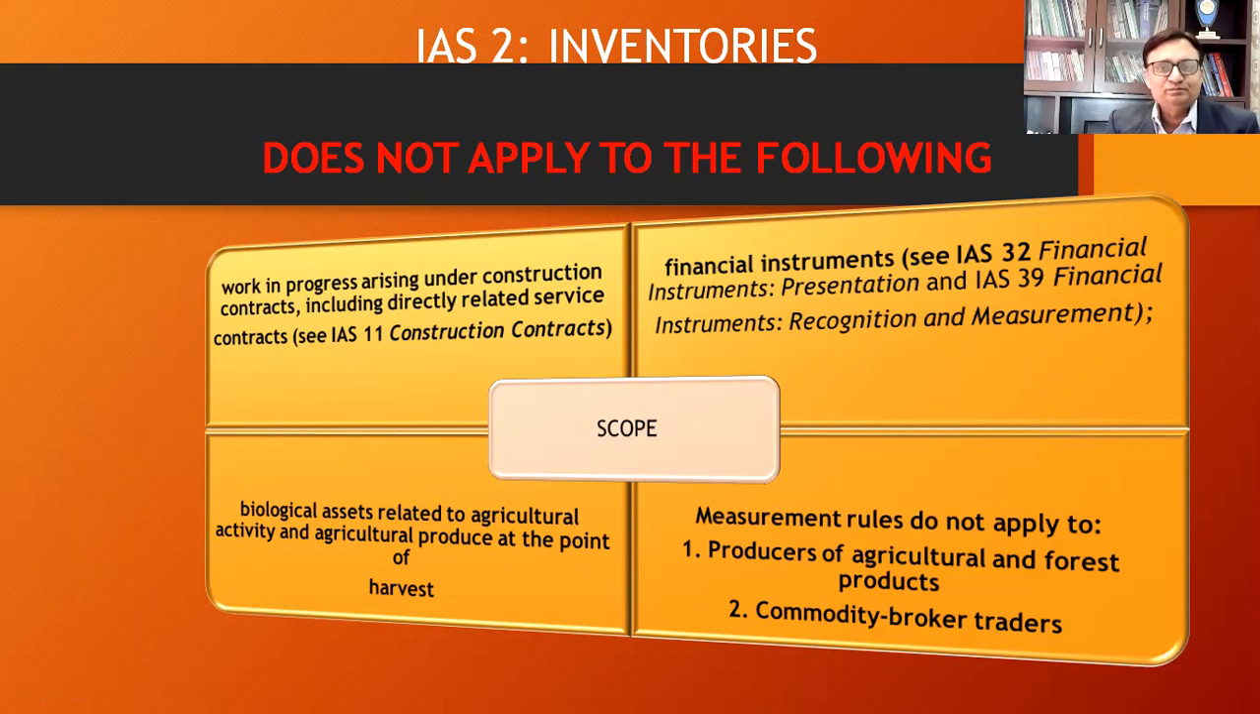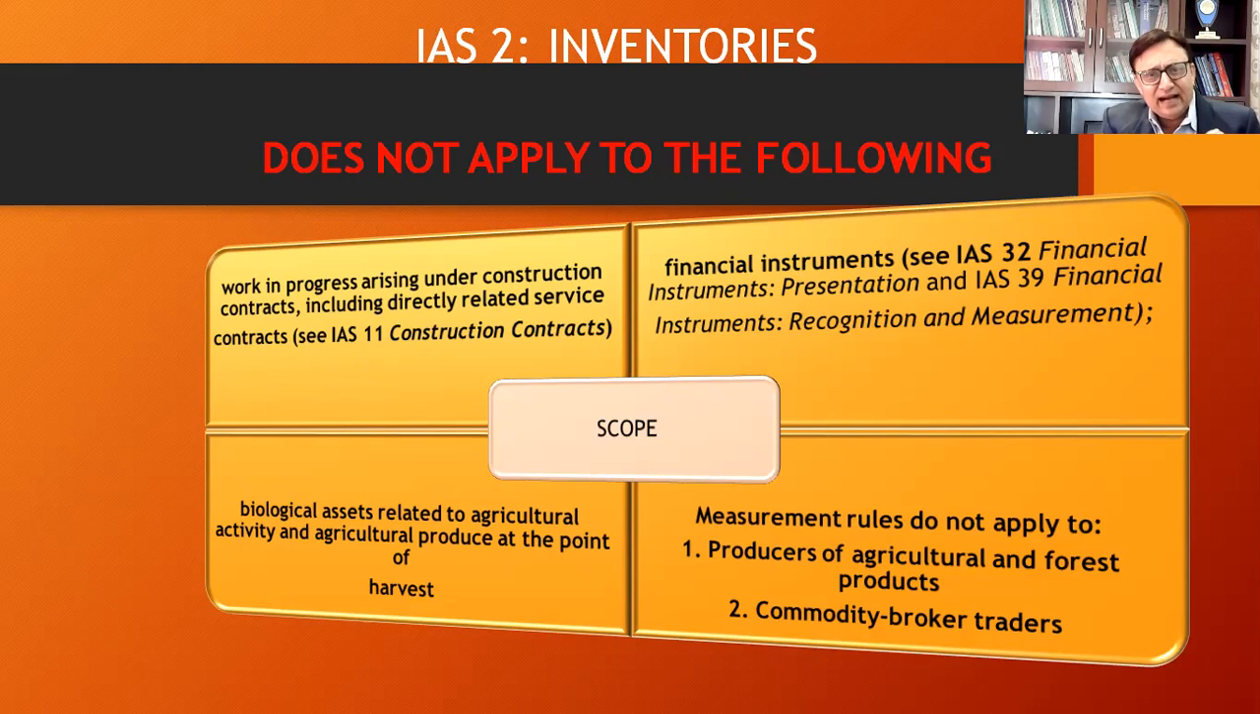Similarly, number two, when you have financial instruments, so IAS 32 financial instruments presentation, and IAS 39 financial instruments recognition and measurement. If such kinds of inventories are there, maybe in the form of securities or financial instruments, there IAS 32 and IAS 39 are applicable. So that's why it will not be applicable there.